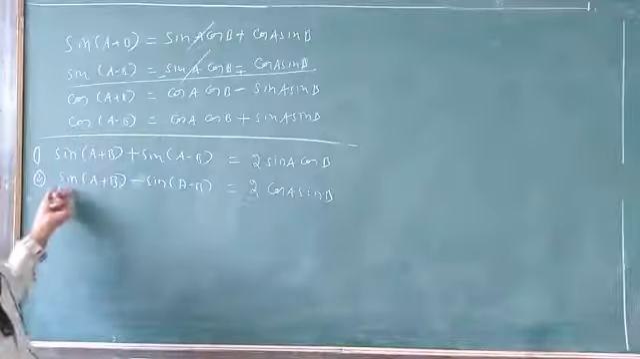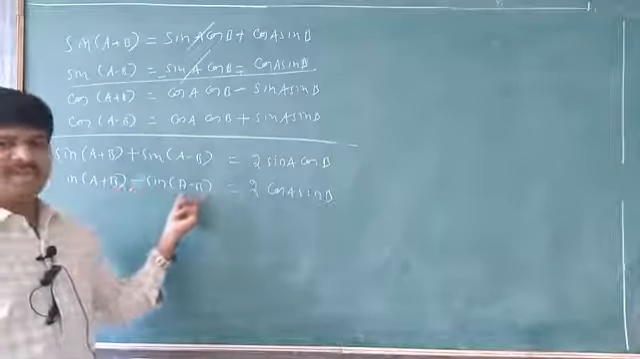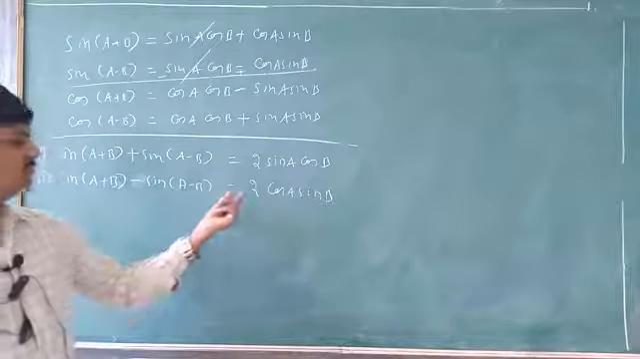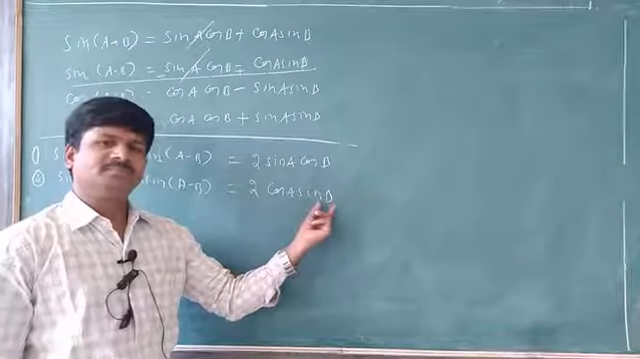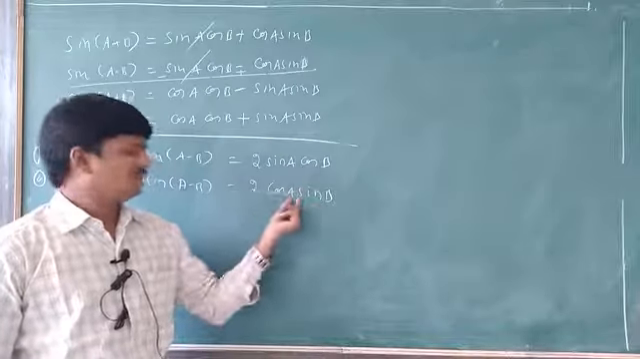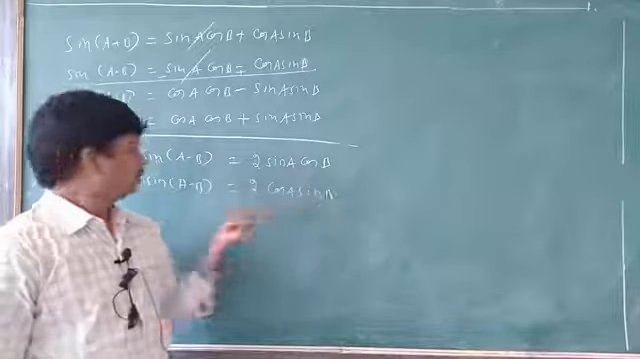Remember, sin of a plus b minus sin of a minus b. What is the formula of this one? 2 cos a sin b. Understand? Two formulas we got.